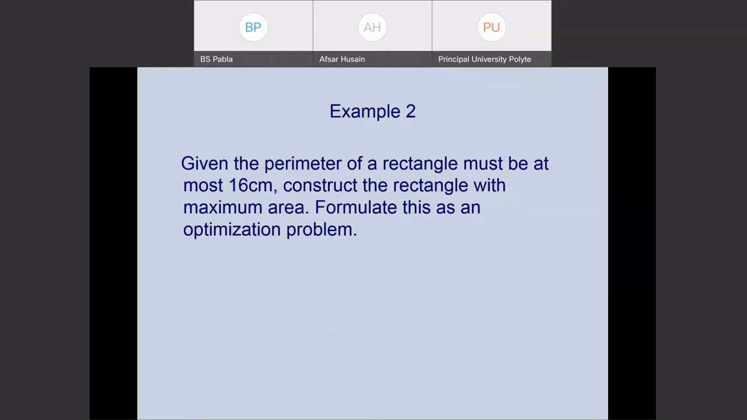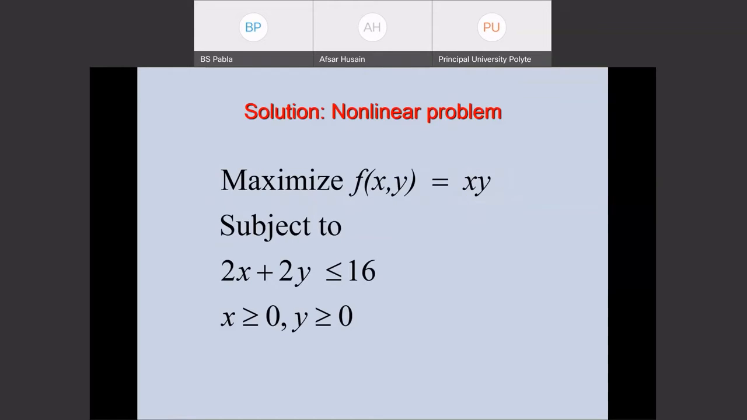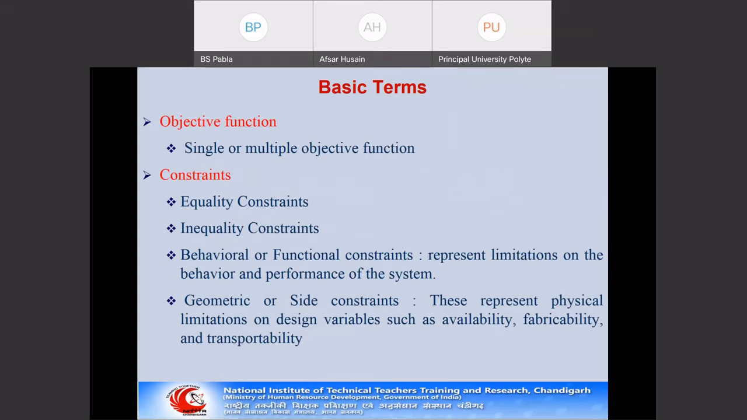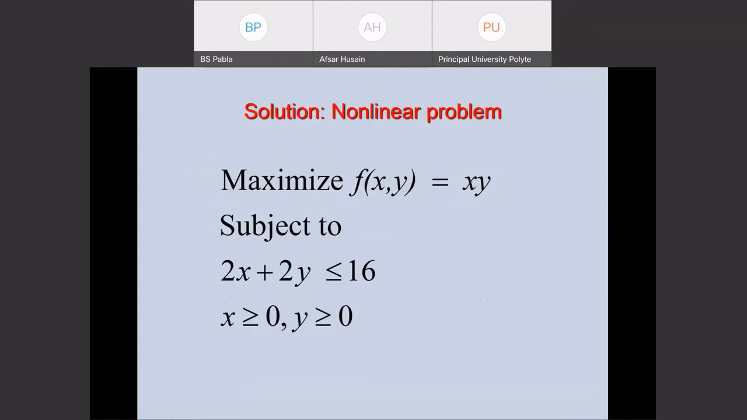It should be equal to or less than 16 at the most. And x and y cannot be negative. Those two sides cannot be negative. So this is another function which we can solve. This becomes a non-linear problem because x is multiplied by y. We will come to what a non-linear problem is.